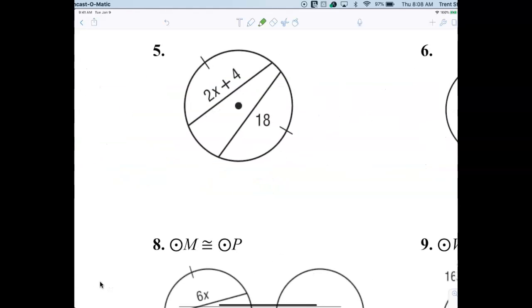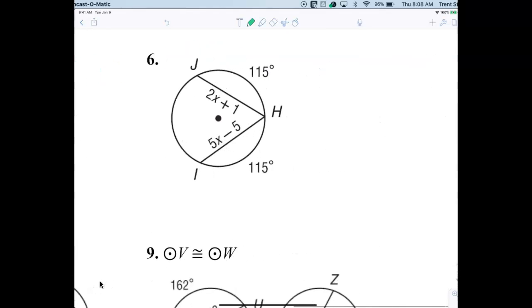So let's look at number 5. So what's true here? Yeah, but just tell me the answer. X equals 7. Any issues with that? Anybody?